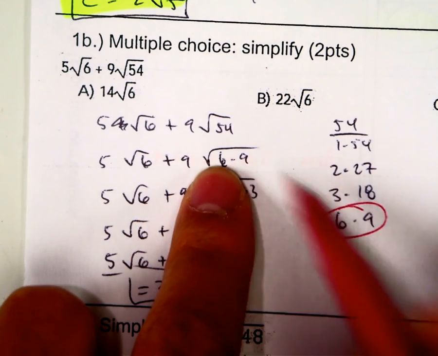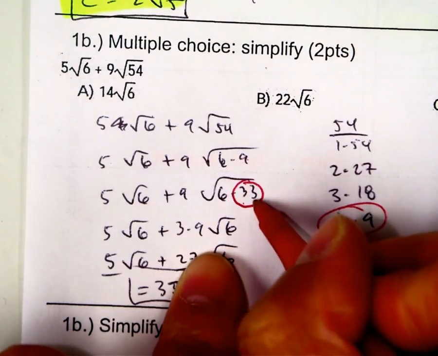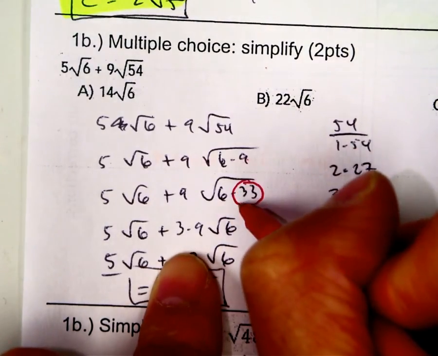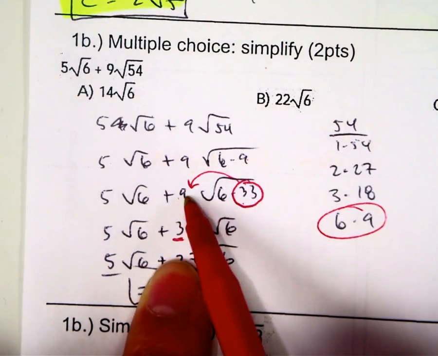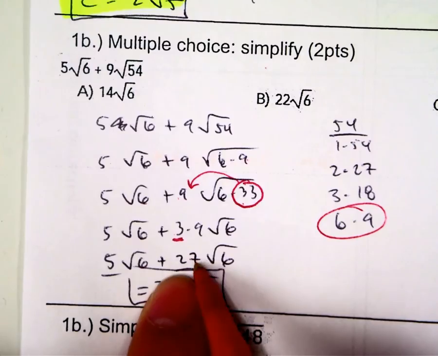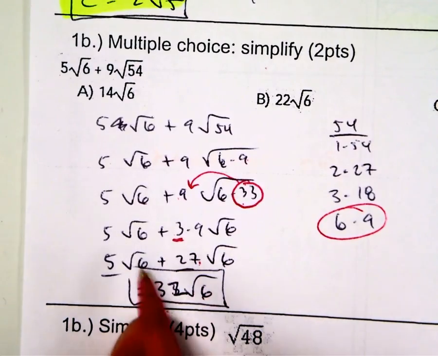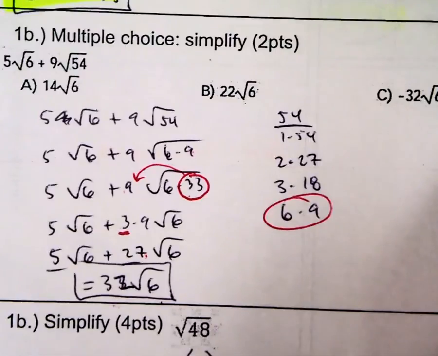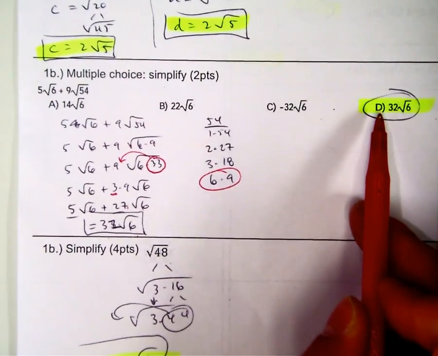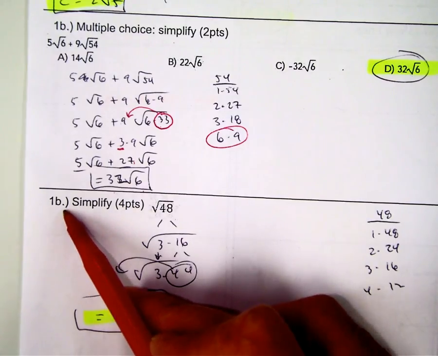The reason why it's the best one is because 9 breaks down to 3 and 3. There you have that pair. Now that pair comes out here. There's that 3, but remember that 9 is already there, so 3 times 9 is 27. Then you'll notice that these are perfect squares. 5 plus 27 is 32. These remain the same. 32 radical 6 is your answer. That would be letter choice D. 2 points.